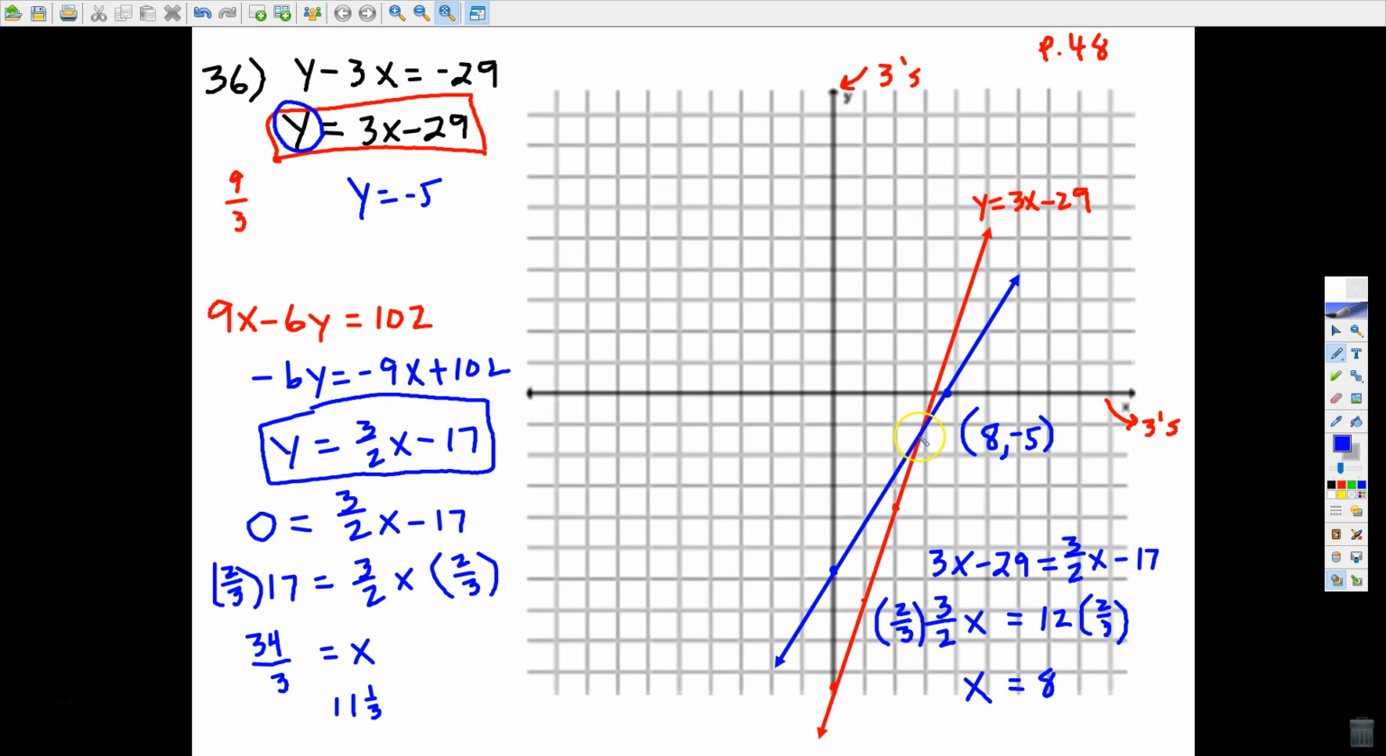it's pretty close to, it might be a little high, but there again, that's the shortcoming of the graphing method when we're doing them by hand like this. When we can't tell exactly where they're crossing, then we rely on other methods to give us an exact point of intersection. So the final solution for number 36 should be x is 8 and y is -5.